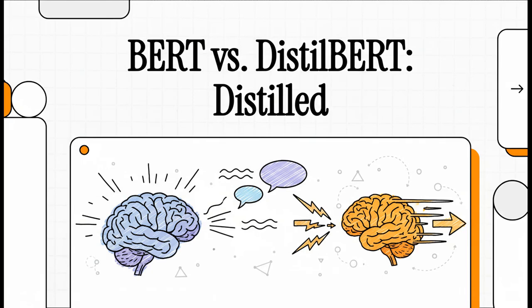Have you ever wondered how your search engine just gets you, or how your grammar checker somehow knows exactly what you're trying to say? Well, today we're pulling back the curtain on two incredible AI models that made all of that possible, BERT and its leaner, meaner cousin, DistilBERT.